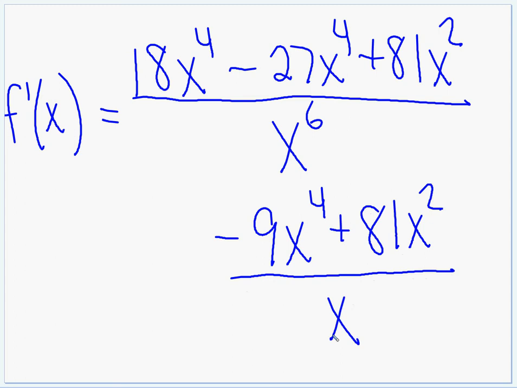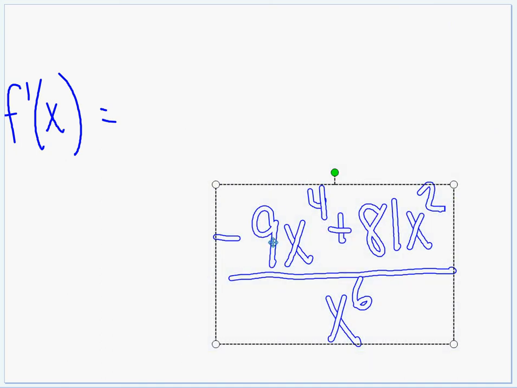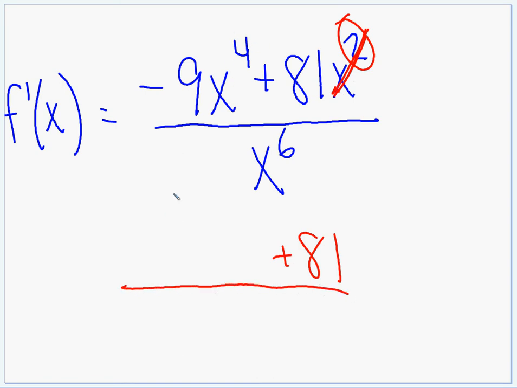Okay. We cannot reduce our coefficients, but notice everything has a power of x, and the lowest of those is x squared. So we can go through this and knock all our x's down by 2 powers. So this will become x to the 0, which is just 1, so that's a plus 81. And if we reduce this power by 2, that's a negative 9x squared. And then our denominator power is going to drop also by 2, x to the 4th. So there's our derivative.